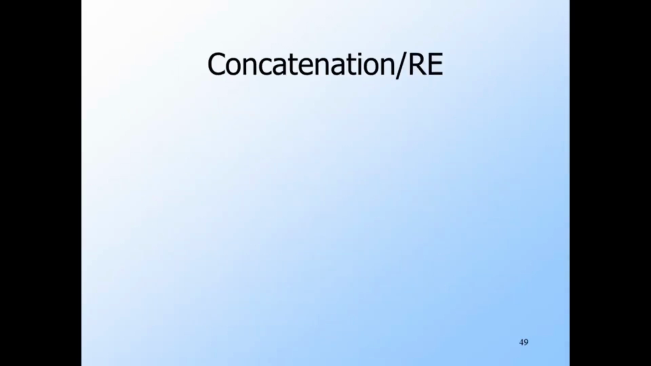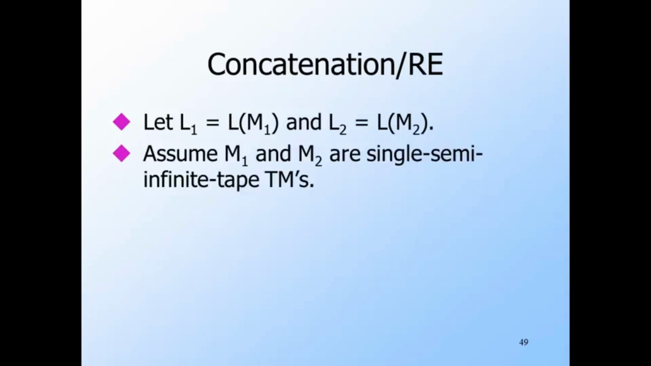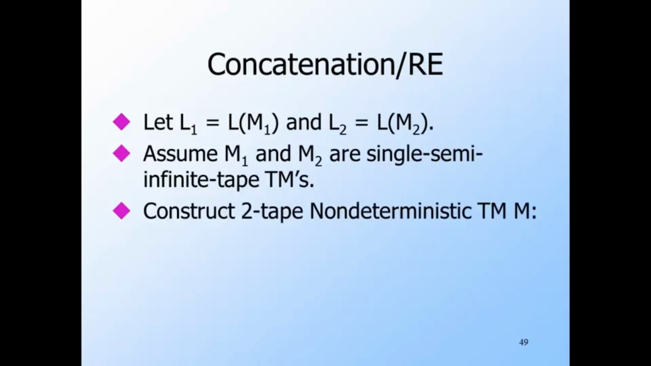Now let's show that the recursively enumerable languages are closed under concatenation. Let L1 and L2 be defined by Turing machines M1 and M2. Assume M1 and M2 have one semi-infinite tape each. And for concatenation, we're going to construct M, a two-tape non-deterministic Turing machine. Given input W, M guesses a prefix X of W that is in L1. Then let Y be the remainder of W, which then must be in L2, that is, if W is to be in the concatenation of the languages L1 and L2.